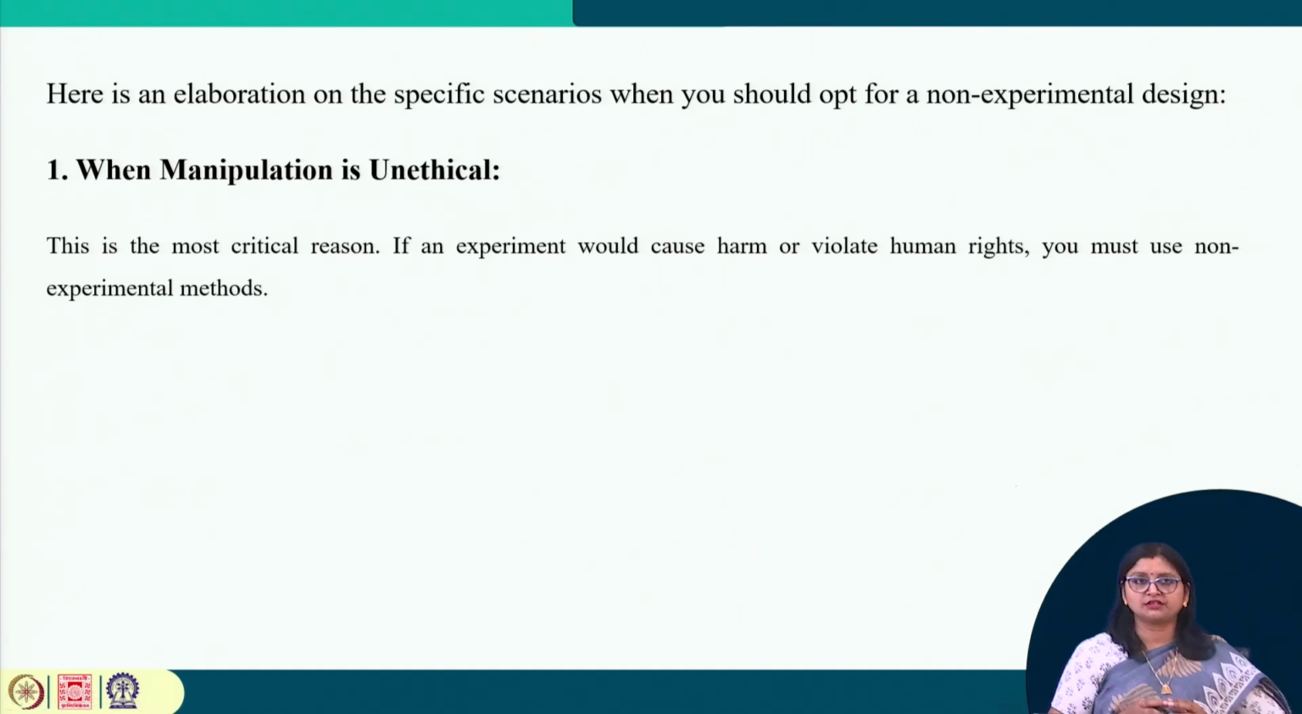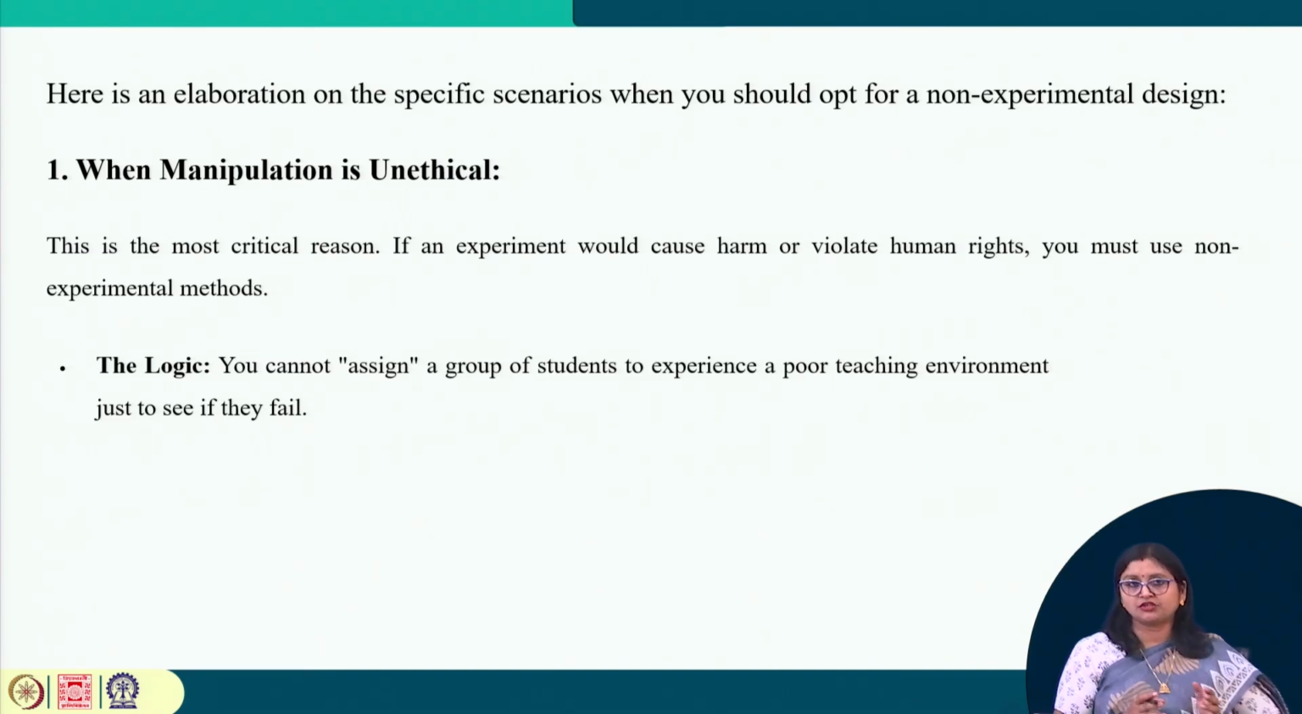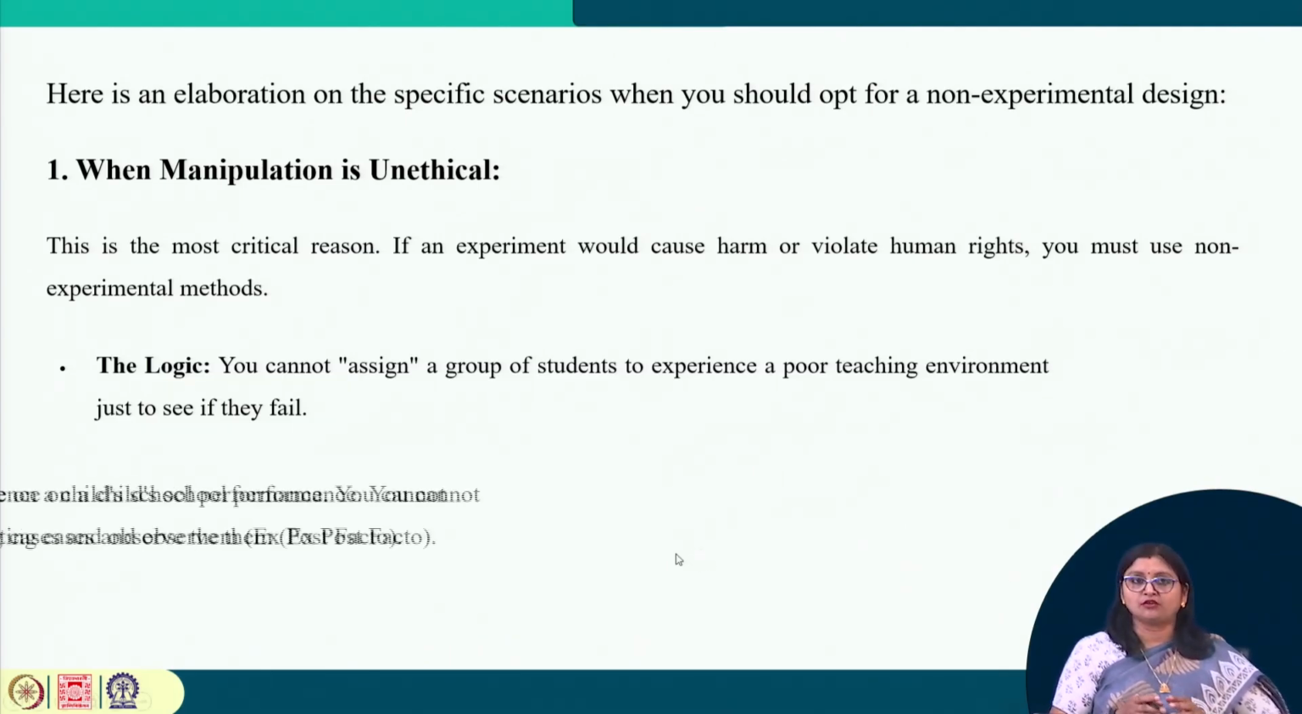When manipulation is unethical: if you are getting the permission, people are allowing, and any laboratory setting is permissible, then go for the experimental. Otherwise, this is the most critical reason: if you are not able to manipulate and it is treated as unethical practice, then you should go for the non-experimental. If an experiment would cause harm or violate human rights, you must use non-experimental methods. The logic behind this: you cannot assign a group of students to experience a poor teaching environment just to see if they fail or not.